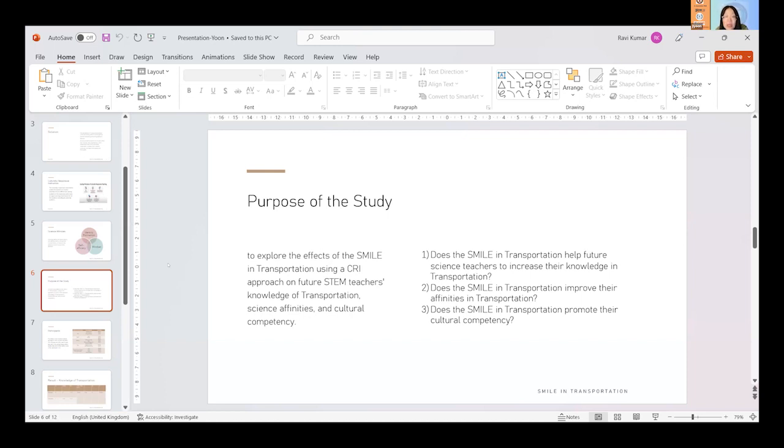So this project can help future teachers to increase their knowledge in transportation. And the second research question is, does the STEM in SMILE in Transportation improve their affinity in transportation? And the third research question is, does the SMILE in Transportation promote their cultural competencies? And next.